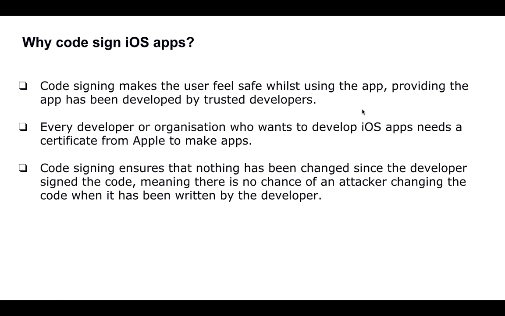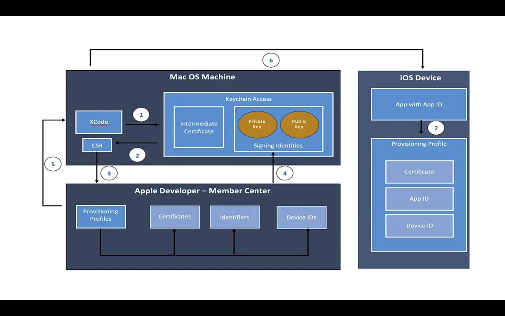Then code signing ensures that nothing has been changed since the developer signed the code, meaning there is no chance of an attacker changing the code base when it has been written by a developer. So that is the important thing about code signing. Okay, that means it's like wrapping up with a secure lock. Yeah, you can see it like that.